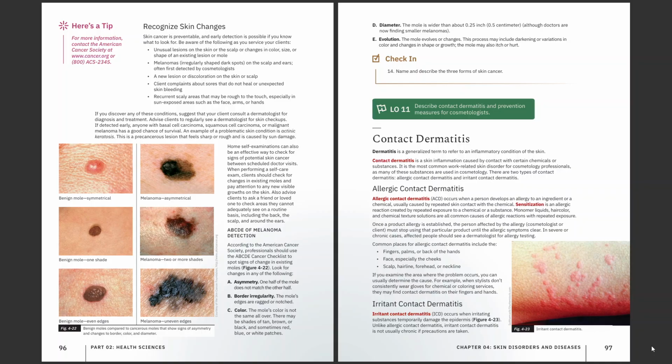Irritant contact dermatitis. Irritant contact dermatitis, ICD, occurs when irritating substances temporarily damage the epidermis. Figure 4-23 shows an example. Unlike allergic contact dermatitis, irritant contact dermatitis is not usually chronic if precautions are taken.